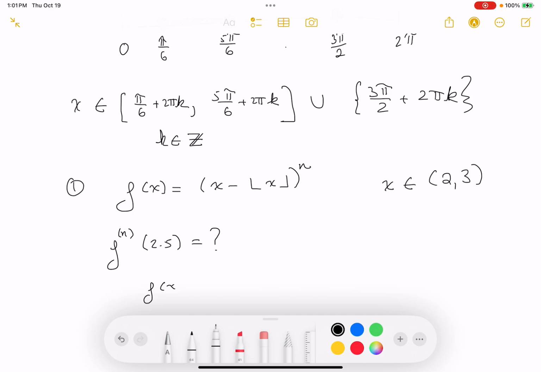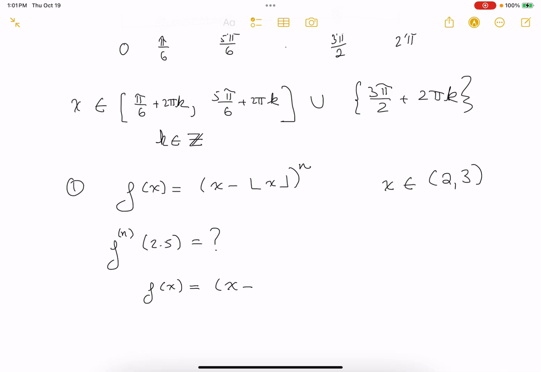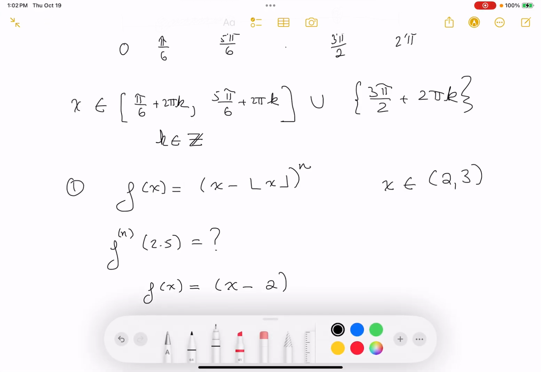f of x would look like x minus, well, if you're on the interval between 2 and 3, you have to start thinking about what the floor would be. Those numbers would be 2 point something up to 2 point something. It's always 2 point something. And what's the floor of 2 point something? It's just going to be 2. And that's to the nth power.